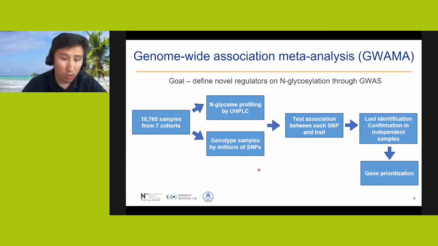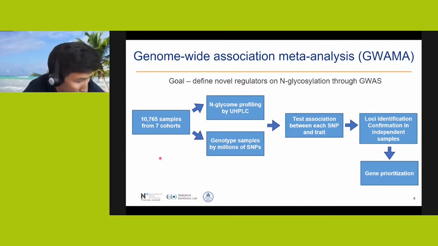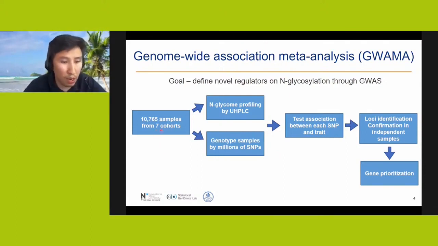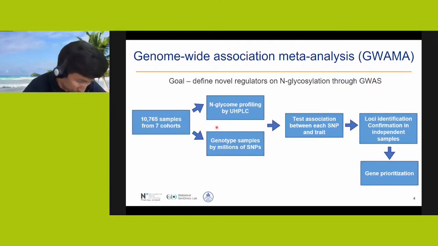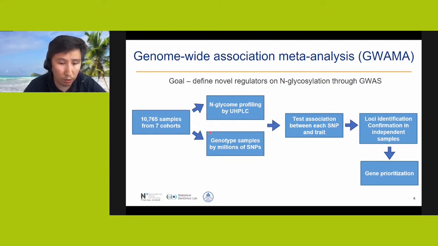GWAS. So we, with our collaborators, collected the largest collection of samples. It's almost 11,000 samples from 7 cohorts. The N-glycome of all these samples was profiled by UHPLC, and of course these samples were genotyped by millions of SNPs.